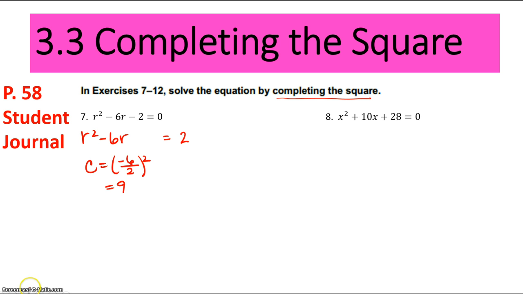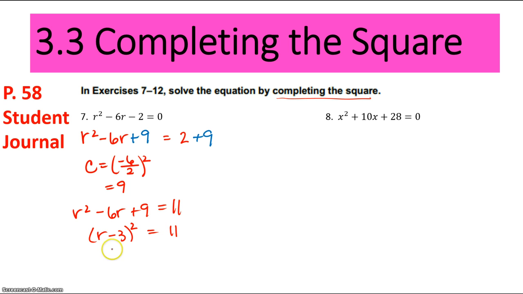Now I'm going to add 9 to both sides. That is a legal algebra move because I'm doing the same thing to both sides. So my new equation becomes r squared minus 6r plus 9 equals 11. What you should notice on the left is that you have created a perfect square trinomial, which factors to r minus 3 times r minus 3, which can be rewritten like this.